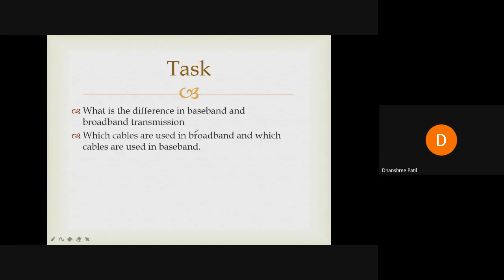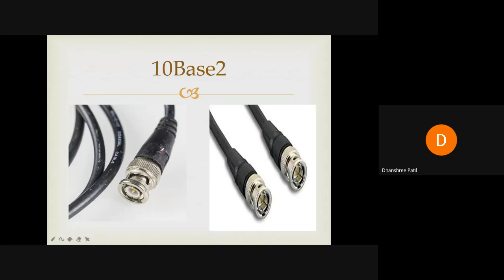Everyone, have you understood what you have to do? What is the difference between baseband and broadband transmission? Unless you understand what baseband is and what broadband is, you will not understand the difference. And it is not just about showing, I will ask someone. You have to explain it. And the second is which cables are used in both. If you show me the cables, you have to explain these cables, because we have already seen them.